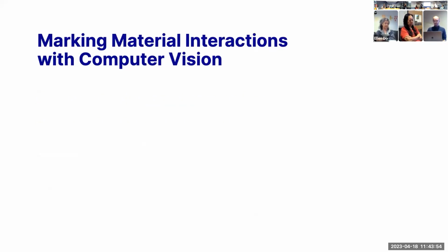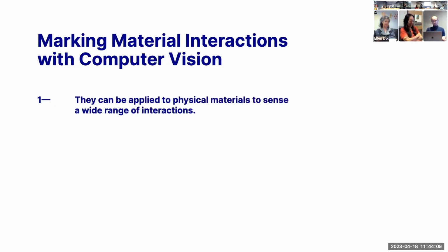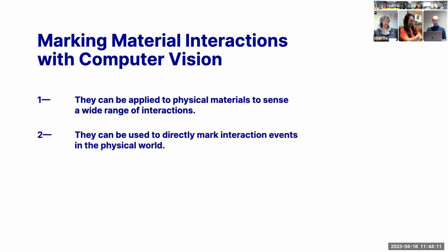To wrap up this presentation, in this annotated portfolio, we presented 15 projects that used a CV marker-based approach for physical computing. And through reflecting on these projects, we uncovered the following insights about designing with CV markers. They can be applied to physical materials to sense a wide range of interactions. They can be used to directly mark interaction events, enabling designers to program system logic in the physical world.